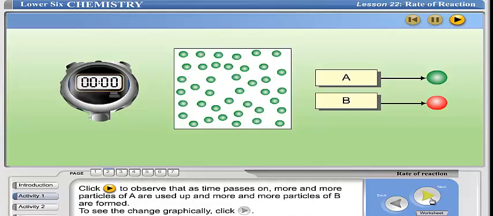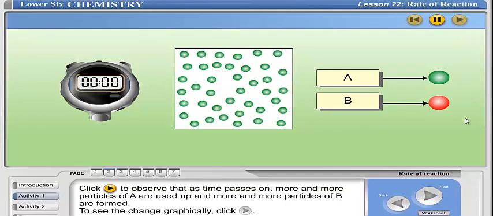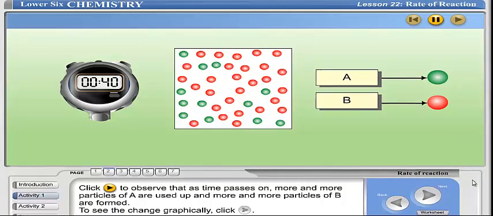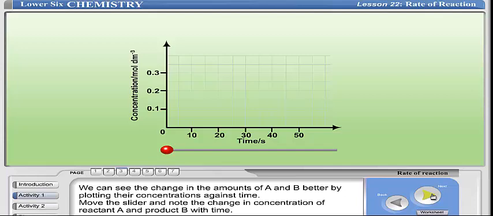Click the play button to observe that as time passes on, more and more particles of A are used up and more particles of B are formed. To see the change graphically, click Next. We can see the change in the amounts of A and B better by plotting their concentrations against time. Move the slider and note the change in concentration of reactant A and product B with time.